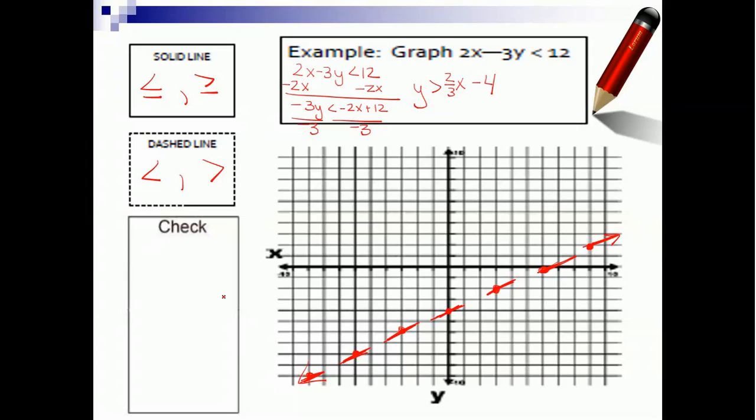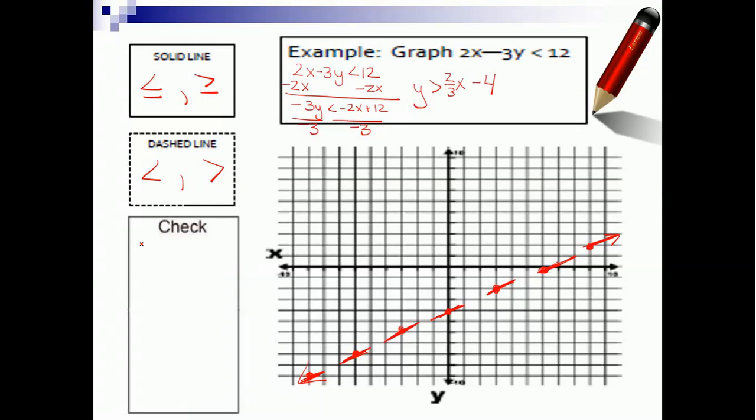Now, I need to figure out which way to shade. To figure out which way to shade, what I like to do is use the point 0, 0. Or I like to pick a point on one side of my graph and see if it's a solution or not. So basically, does it work in the problem? I could pick the point 0, 0. I could pick 1, 1. I find 0, 0 is easiest to use. However, if the graph goes through 0, 0, you cannot use it, okay? So be aware that you sometimes may have to use a different point than 0, 0.